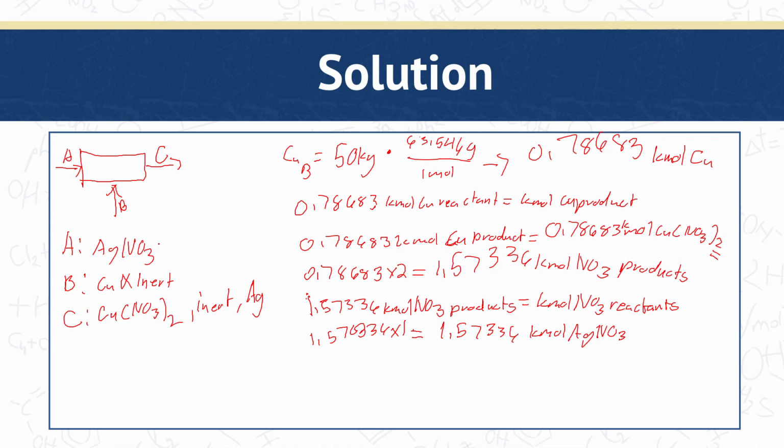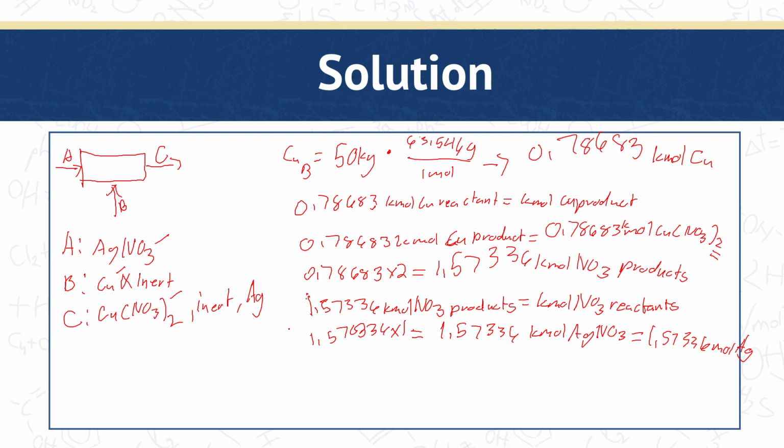So far we know what's in A. This was given, and we know what this is. Now the only one that we can currently solve for is silver. Repeat the process again, but now since there's only 1 mole of silver per mole of silver nitrate, that is equal to 1.57336 kmol of silver.